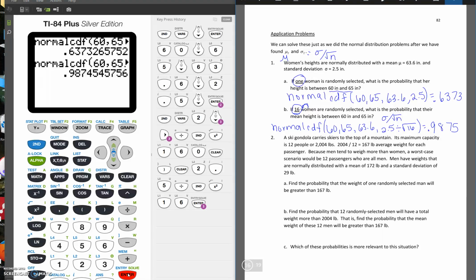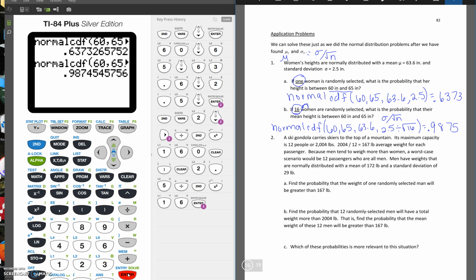So it says a ski gondola carries skiers to the top of the mountain. Its maximum capacity is 12 people or 2,004 pounds. So if we divide the 2,004 by 12, we see that's an average weight of 167 for each passenger. Because men tend to weigh more than women, a worst case scenario would be 12 passengers who are all men. Men's weights are normally distributed with a mean of 172 and a standard deviation of 29.